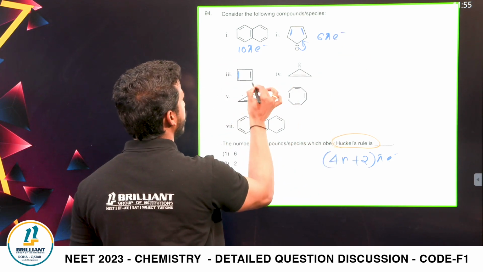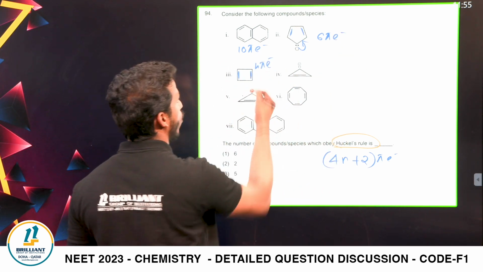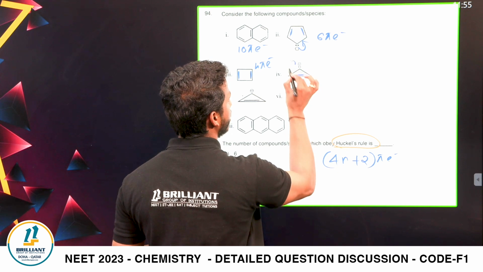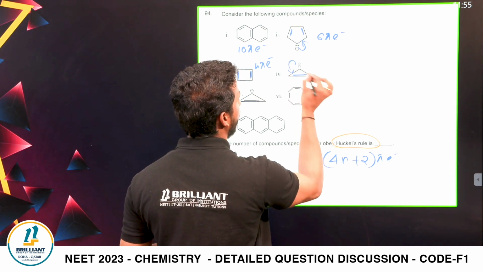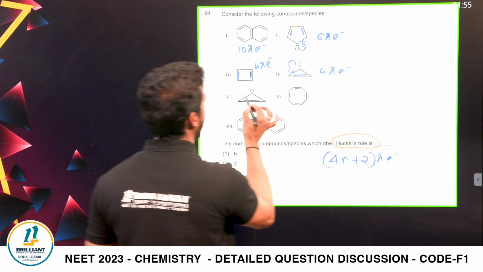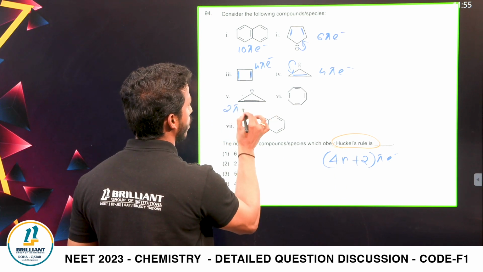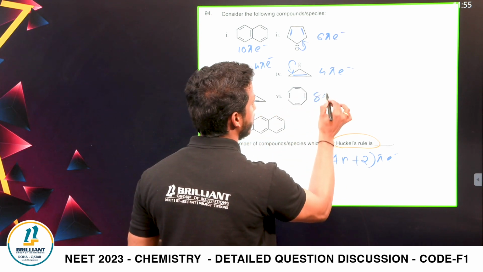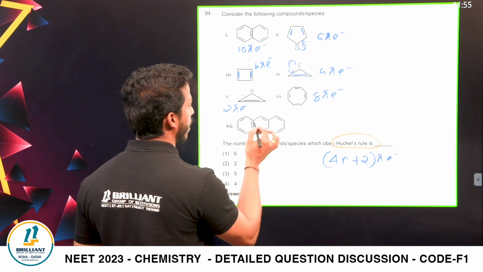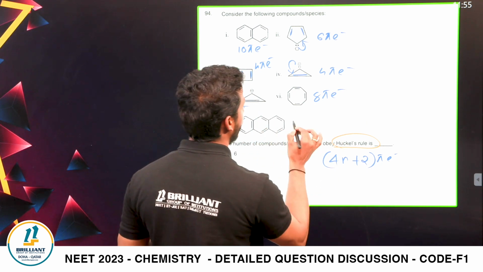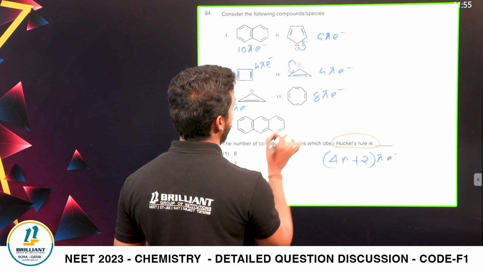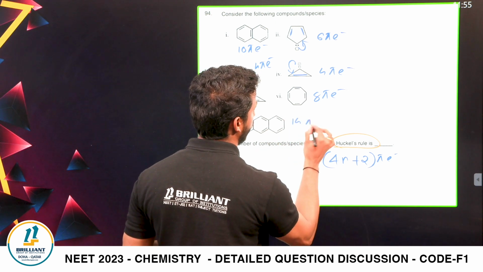What about here? There are only 2 pi bonds, that is 4 pi electrons. Here this one and this also are involved in resonance, total 2 plus 2, 4 pi electrons. What about here? Only 2 pi electrons. What about this one? 4 pi bonds, that means 8 pi electrons. Here 1, 2, 3, 4, 5, 6, 7, 7 pi bonds are there. That means around 14 pi electrons are there.